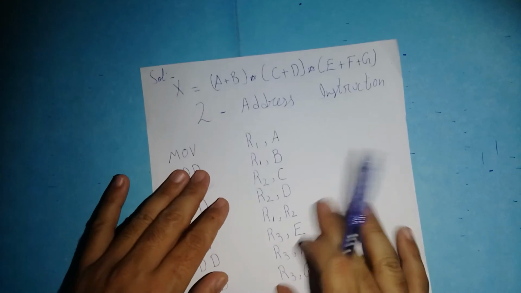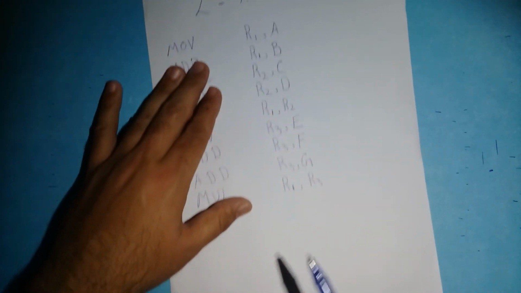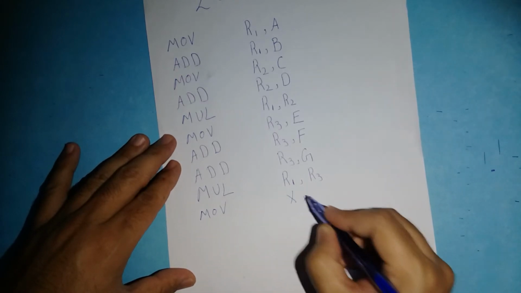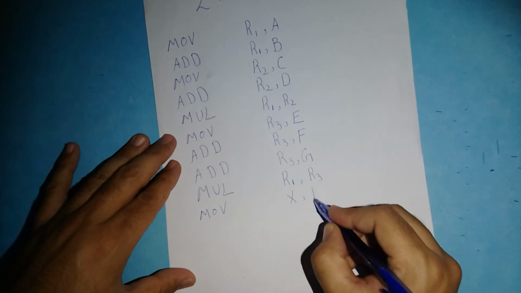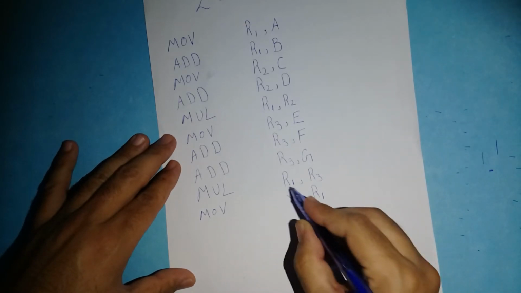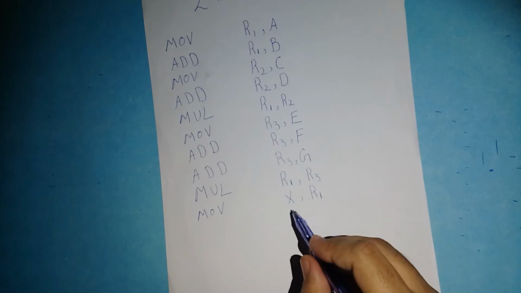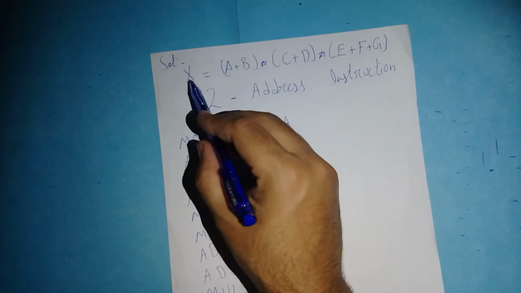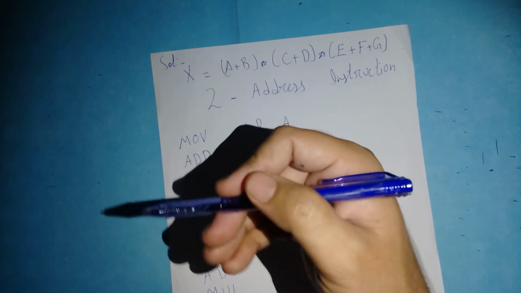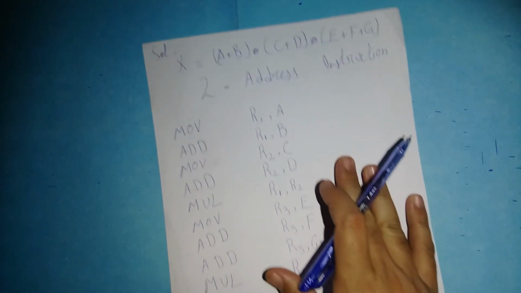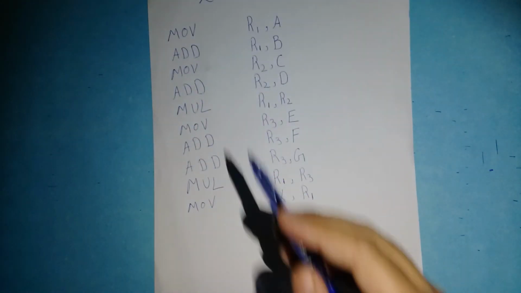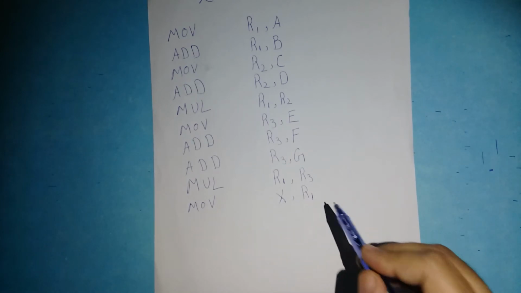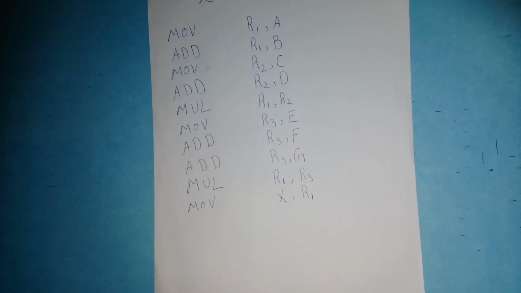Now in the expression it is x is equal to, so in the last step I'm going to move the final answer into variable x, and I've got the final answer in R1. So here I write R1. It means the final answer now moves into variable x. Why have I taken variable x? Because in the expression it was x is equal to. If it had been z or y, I would have written y or z over here, but it was x, so I just took the variable x, and the final answer has been moved into it.